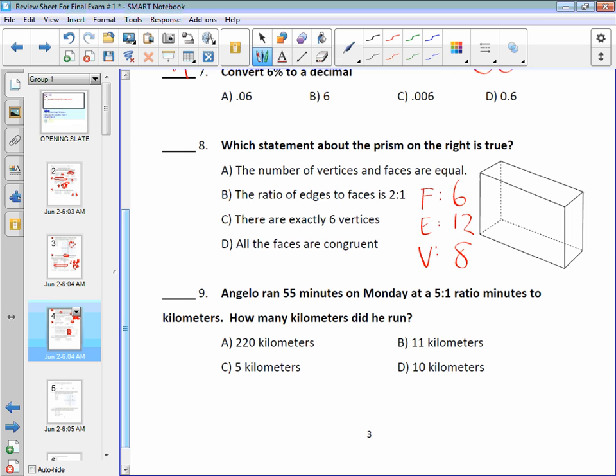If we take edges to faces, that's 6 to 12, which is the same as 2 to 1. Okay, edges to, is it edges to faces? Let me just make sure. Edges, I have it reversed. It's still edges to faces, but it's 12 to 6. And 12 to 6, when you find the value of that ratio, is 2 to 1. So the answer is B.